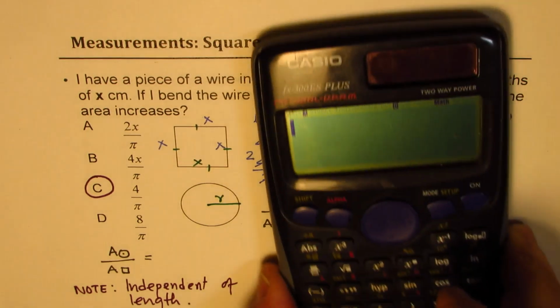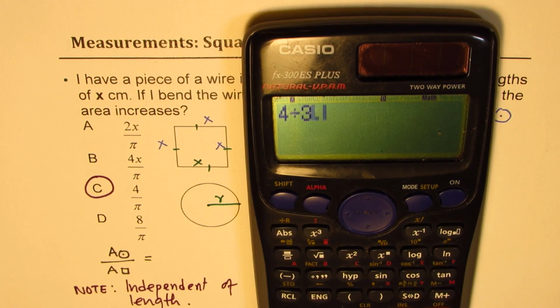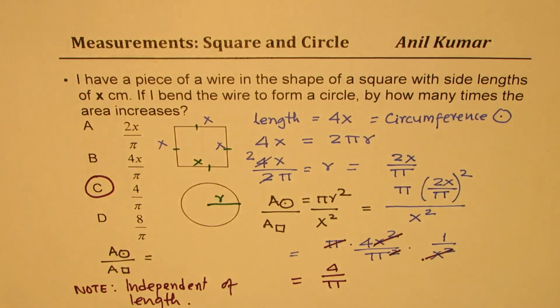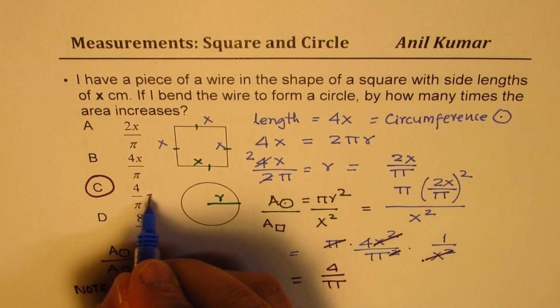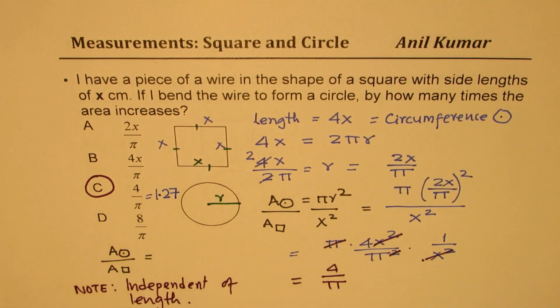So let's also have a figure here. When I divide 4 by 3.14, I get a value which is approximately 1.27. So the area of a circle with the same perimeter will be 1.27 times the area of the square. Perfect. So that is the ratio. It is a very important number to remember because in many competitive exams you could have similar multiple choice questions. Correct? Now let's look into the second question, which is very much related.